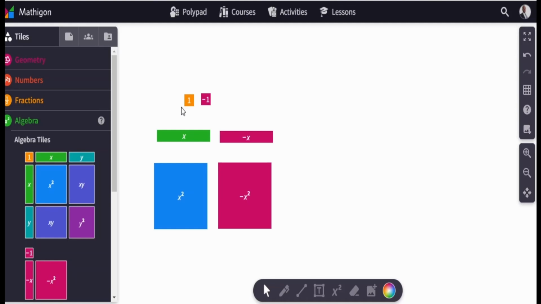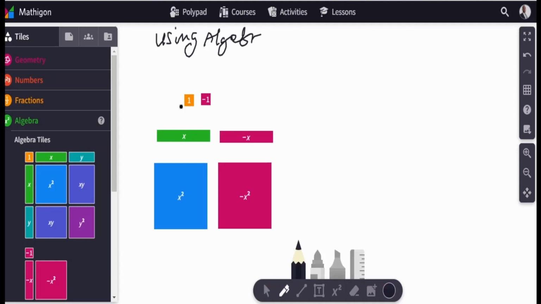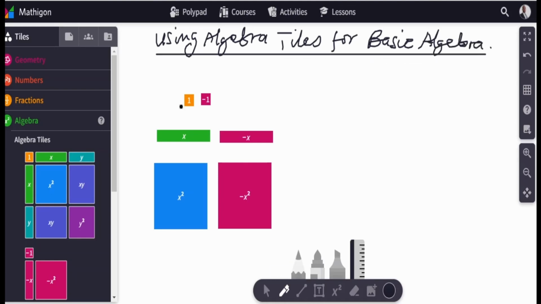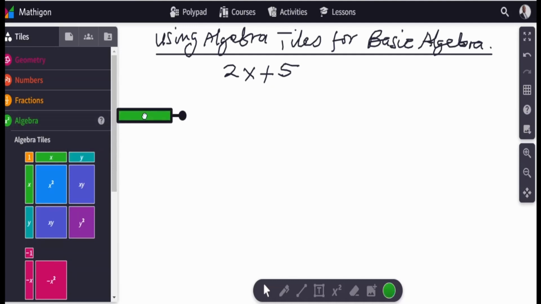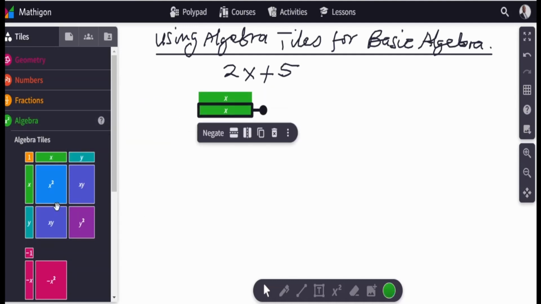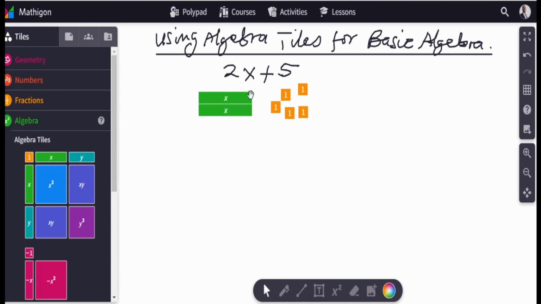And the first thing we'll be doing will be to use the algebra tile for basic algebra. Right, so we can combine these tiles here to model any algebraic expression. So for example, let's model 2x plus 5. 2x plus 5 will be 2 of the x tiles, and then 5 unit tiles. Yeah, so that is 2x plus 5.